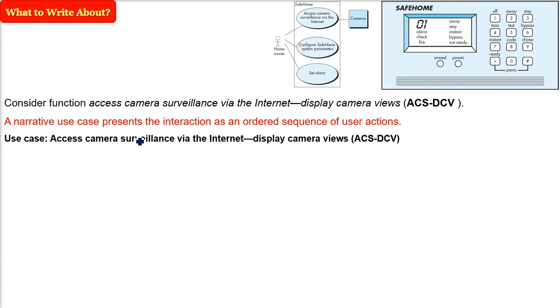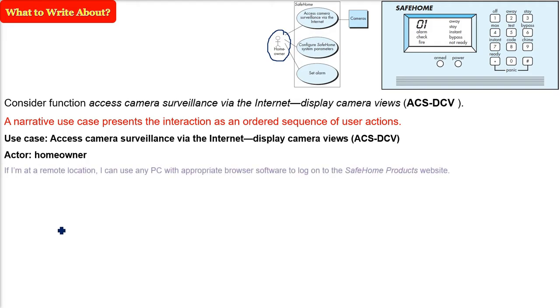So it is accessing the camera of your house from a remote location, say your house is in America and you are viewing it from Canada. Now the actor is a homeowner. The actor is the homeowner. We are talking about just one actor. You have to do it for every actor.